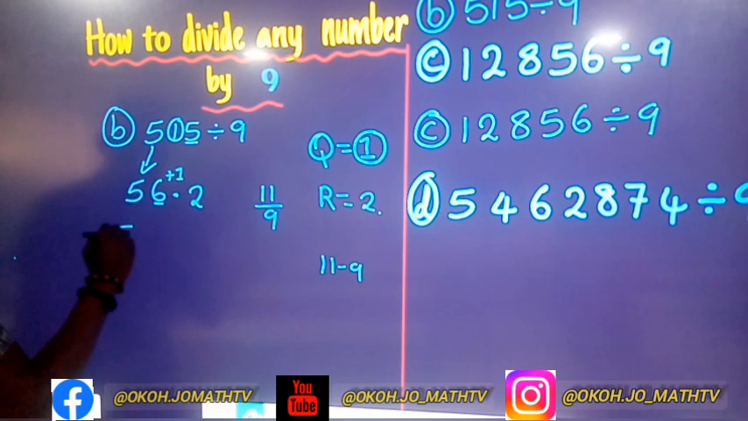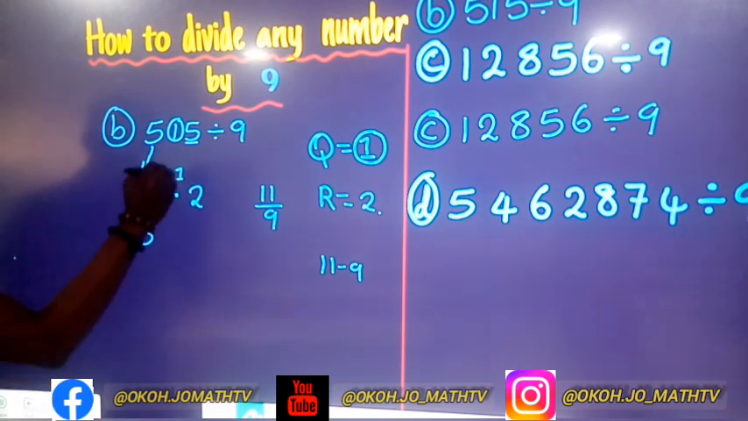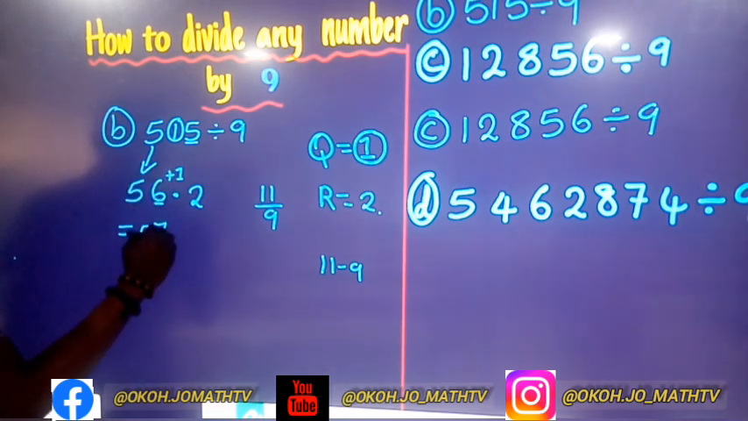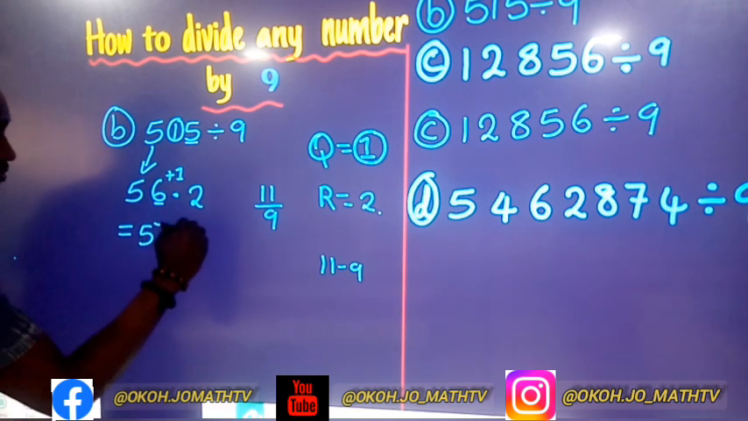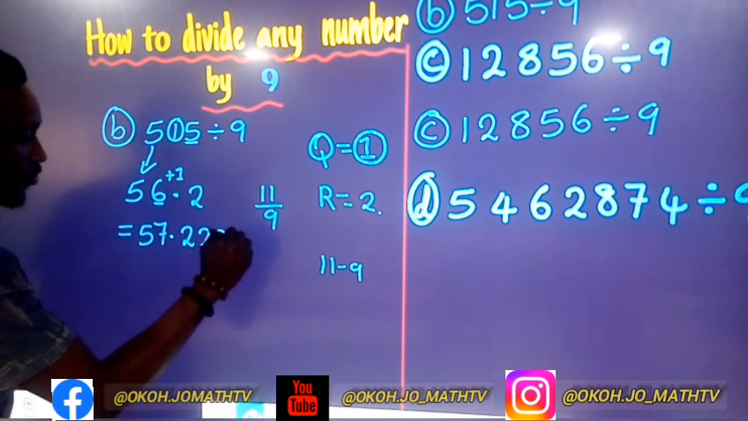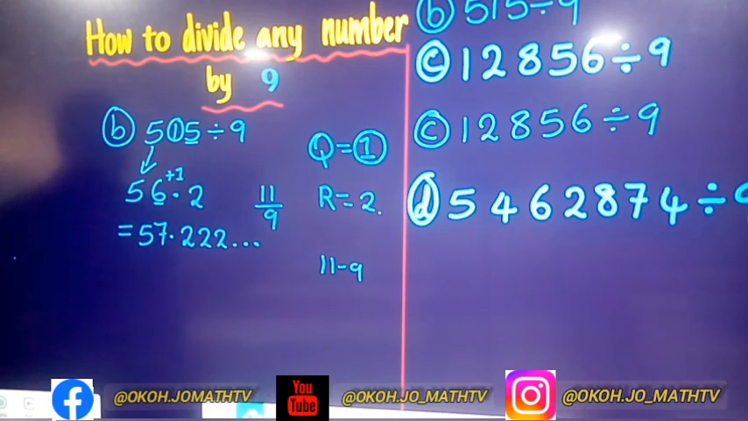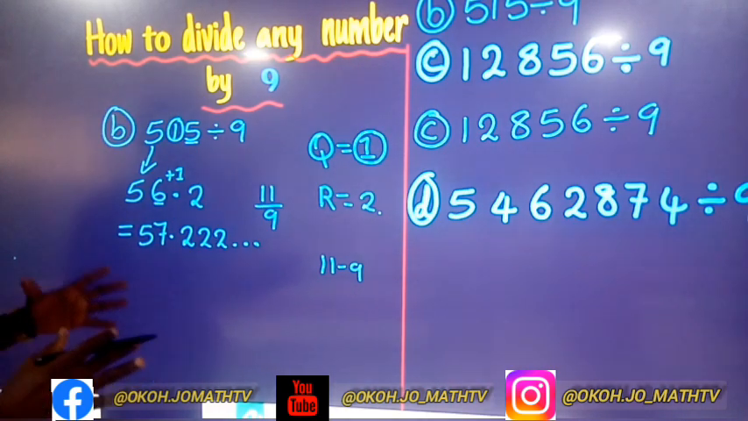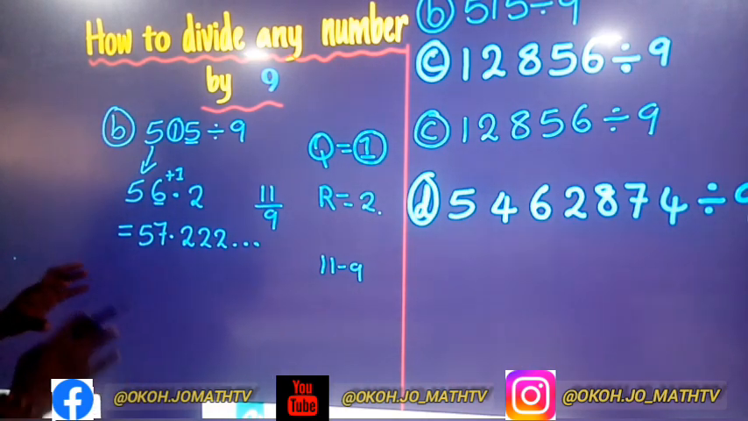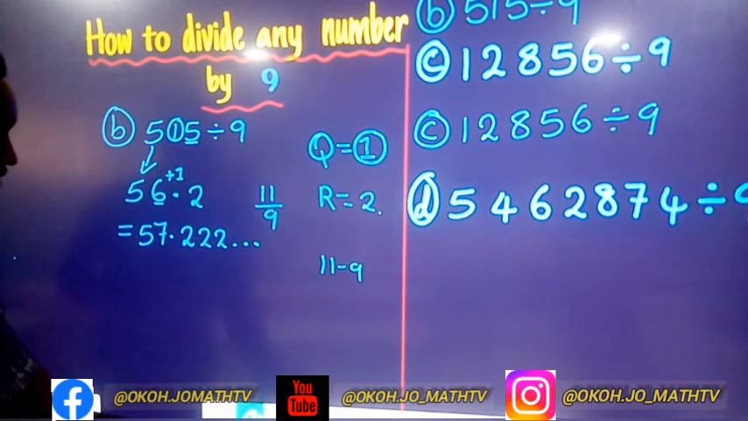So our final answer is 5, 6 plus this 1 is 7.2. The 2 will keep on repeating, and so on and so forth. It might look tedious, but it's not. Just take your time. It's very simple and straightforward when you get used to it.